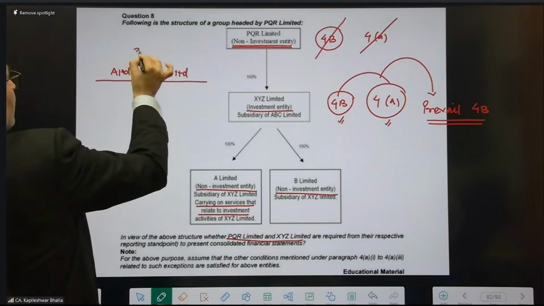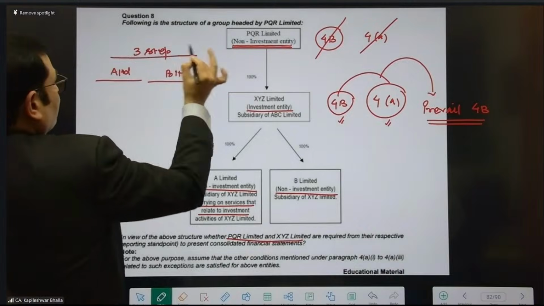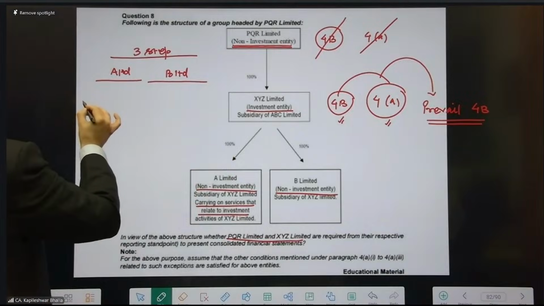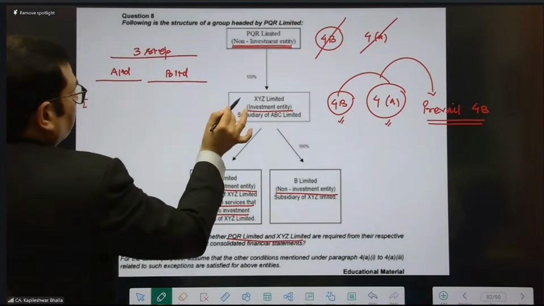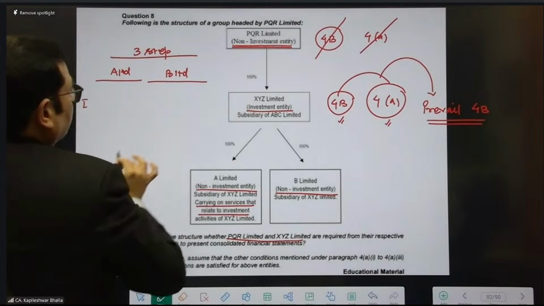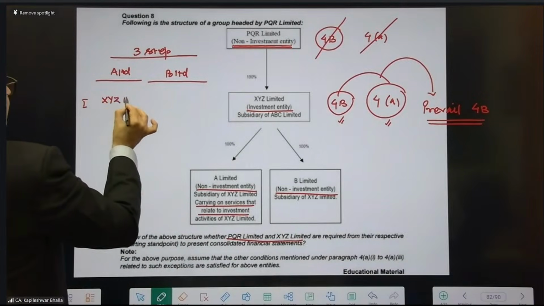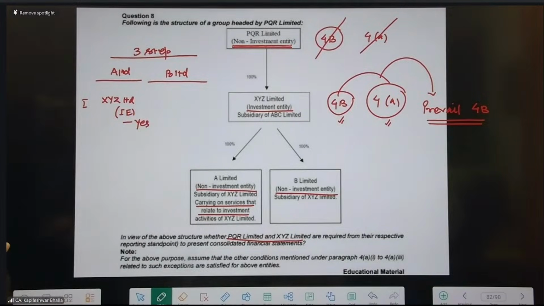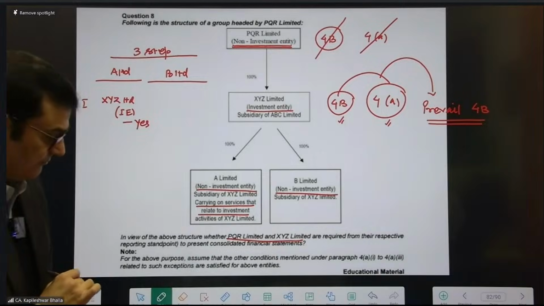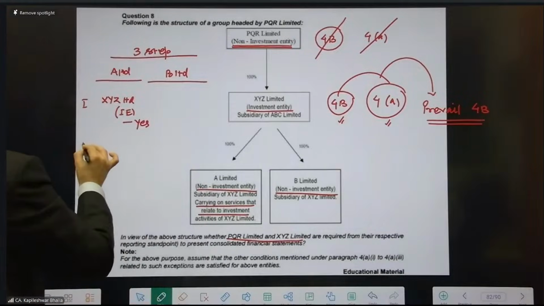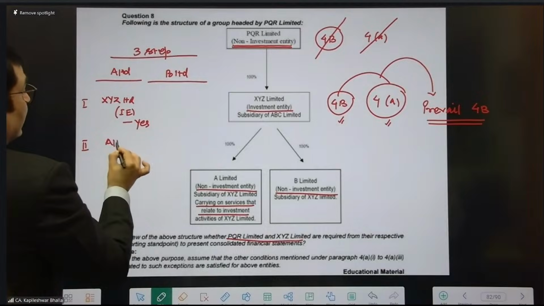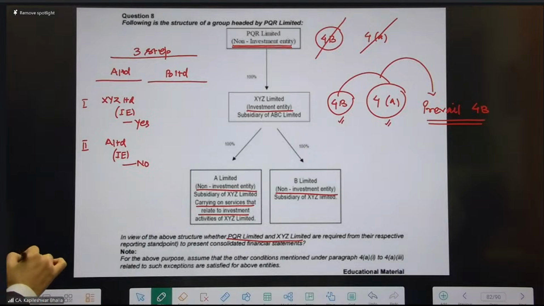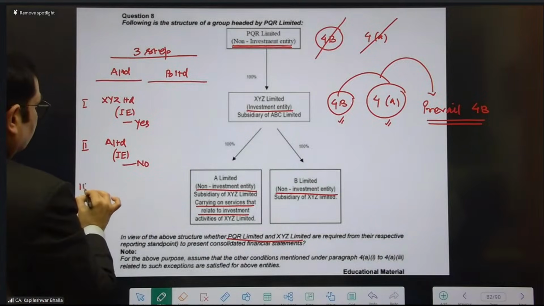So what we're going to do, we will apply the three-step model in terms of A and B. Let's begin the journey only for A. So first of all, in terms of step 1, is company XYZ the parent company an investment entity? We said yes. So what should be my course of action? Step number 2. Wonderful indeed. Since it's an investment entity, we go to the next one. Now, is A Limited an investment entity? We said no. So what do we do now? Step number 3. That's right.